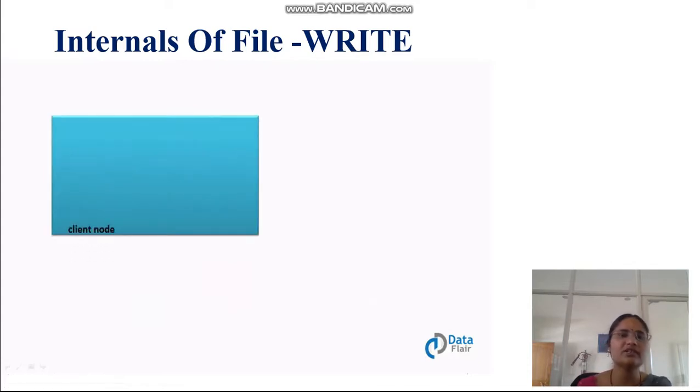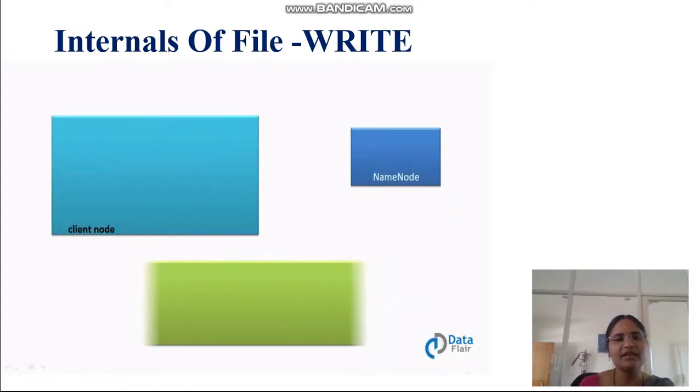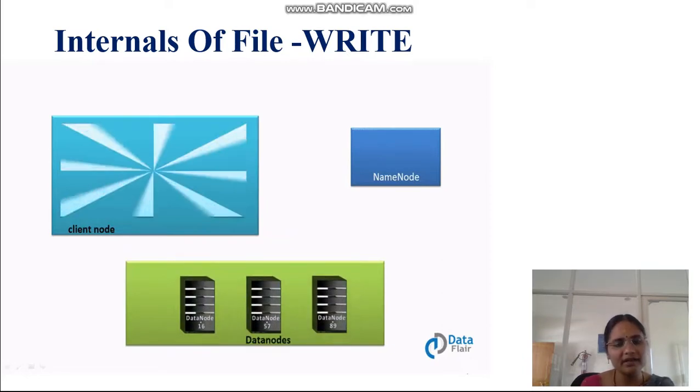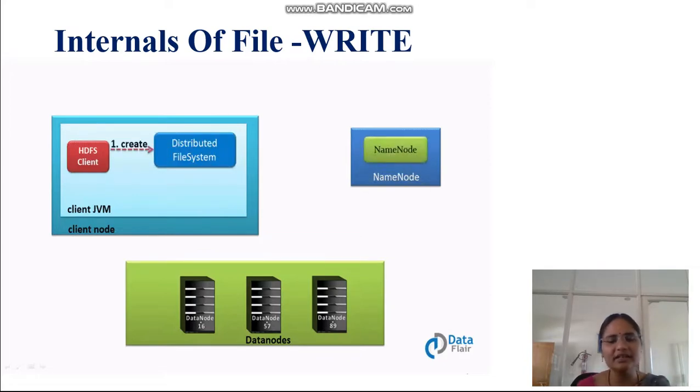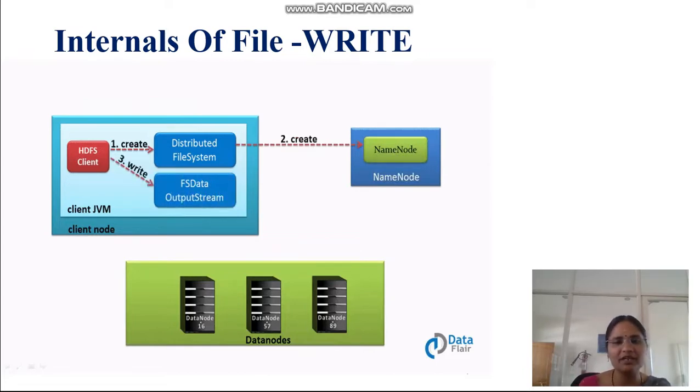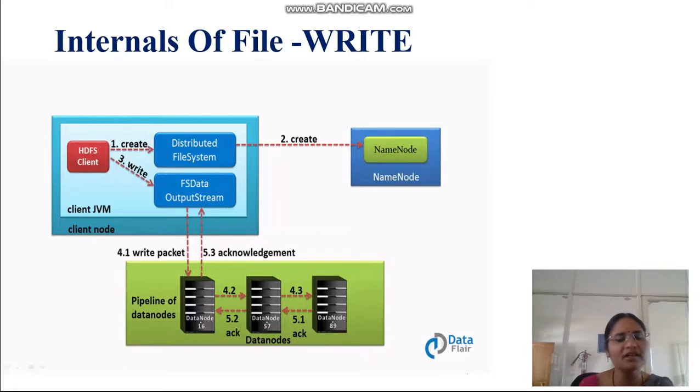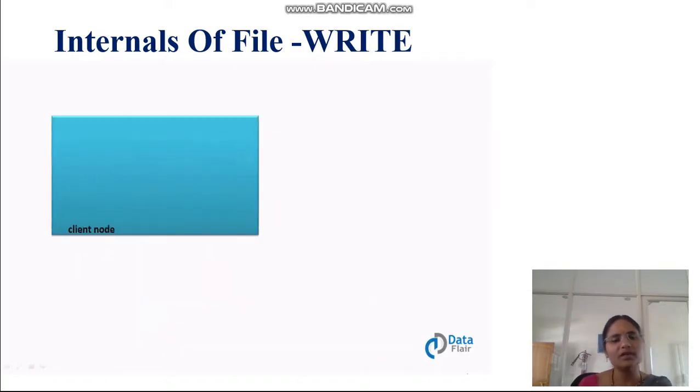So you can see the internals of file write. First the client node is invoked, and the name node and the data nodes are there in our HDFS. First of all, the client requests the DFS. After that, the DFS sends a create request to the name node, requesting it to create some space in some rack of data nodes. After that, having decided the locations, it gives the information to the client. Our client then successfully writes the packets into the data node. After writing every packet, it gets the acknowledgement back at the client. This is the internals of file write.